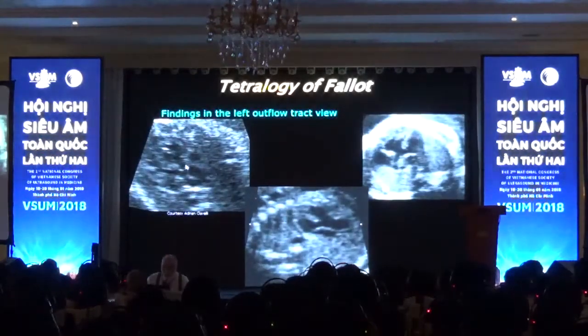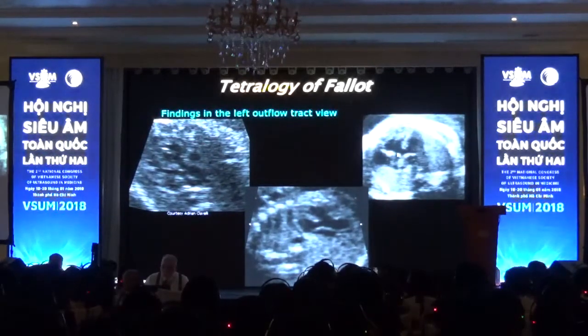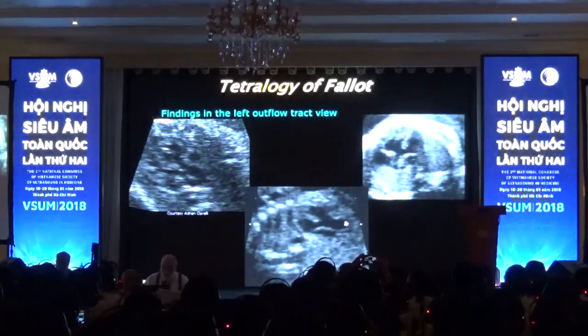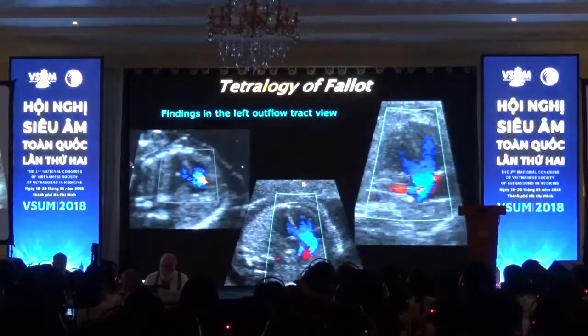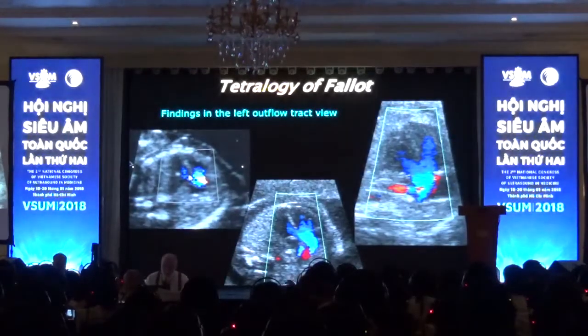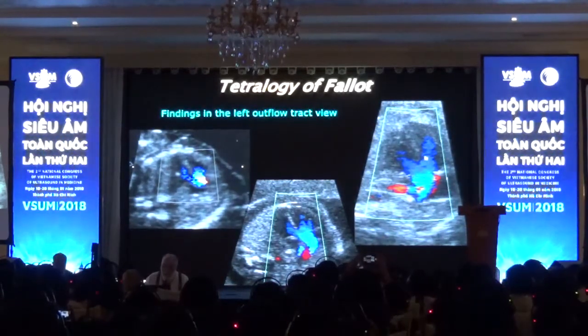So here we have overriding of the aorta. This is called the lobster claw syndrome. You can see the two, like a claw of a lobster. With color Doppler, nothing very different. You see this Y-shaped color image here.